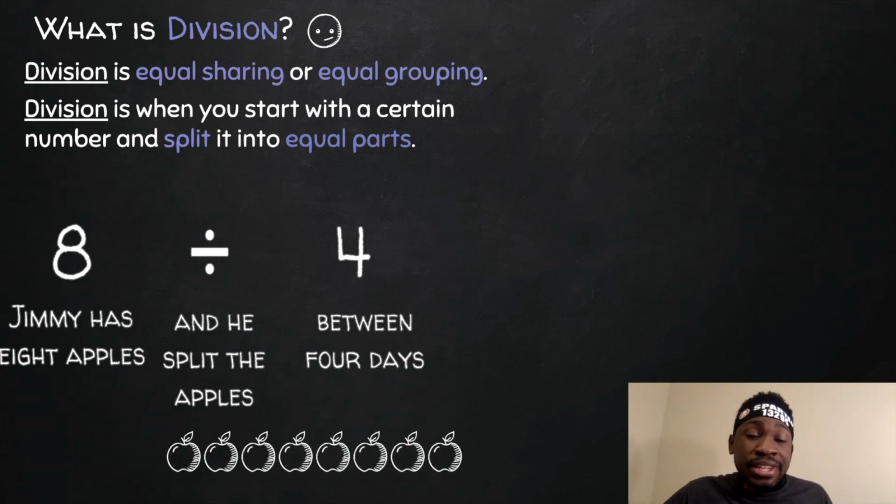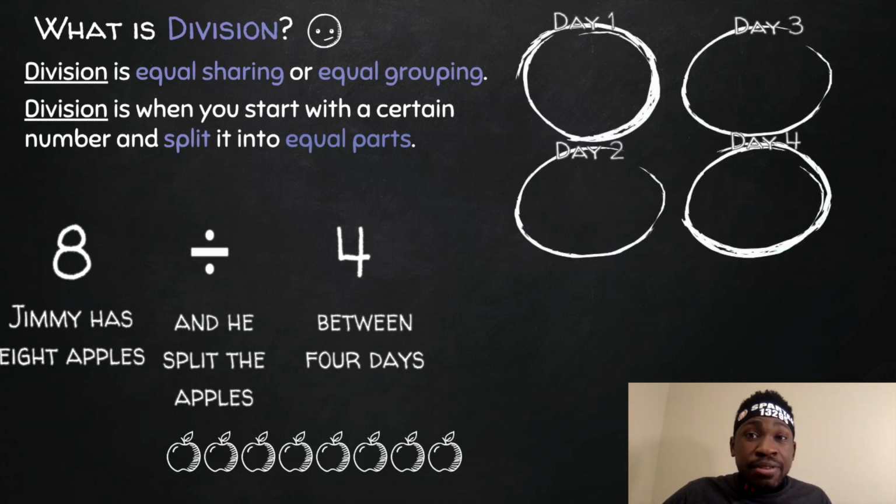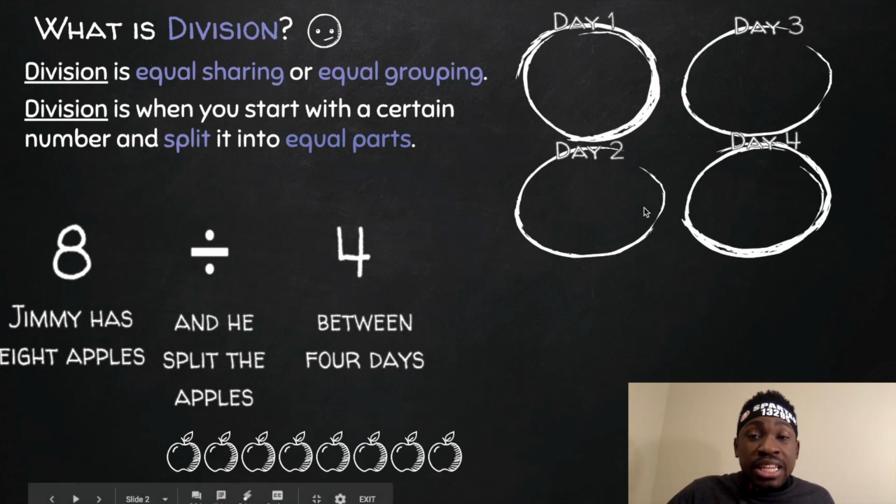Let's model what that looks like. We see we have 8 apples, of course. And then let's show our 4 days. We got a model for our 4 days. All right, so day 1, day 2, day 3, day 4. And he's splitting those 8 apples that we have here between these 4 days.